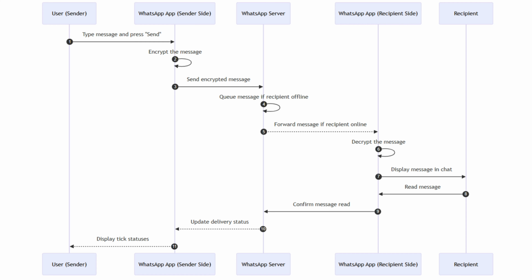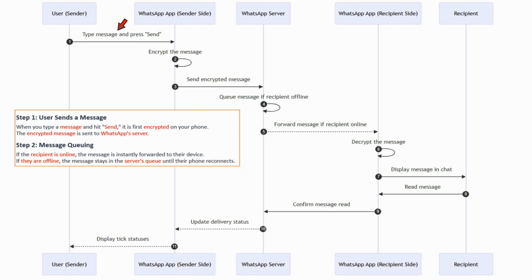Here you can see a sequence diagram of how WhatsApp works. Here you can see the participants. First one is the user, which is nothing but the phone which the user uses. And next one is the WhatsApp app, which is the app installed in the phone. Then the WhatsApp server, then the WhatsApp app on the recipient side, and then the recipient, which is nothing but the recipient phone.